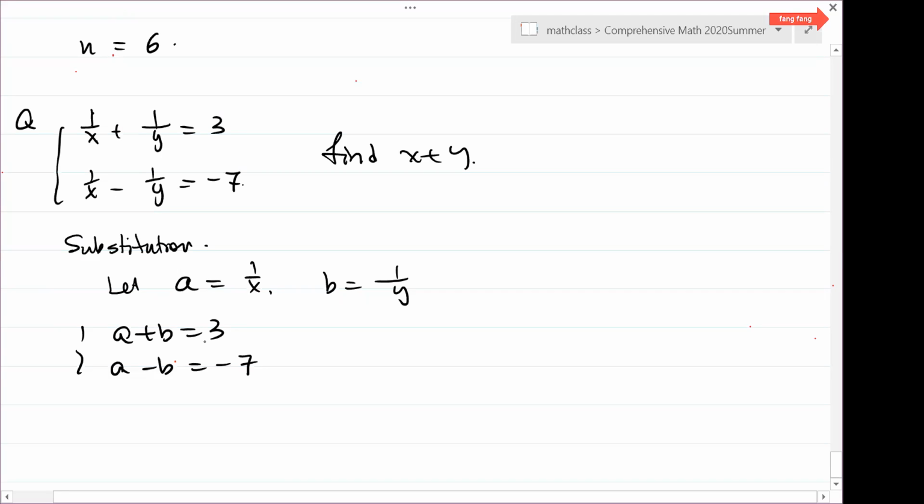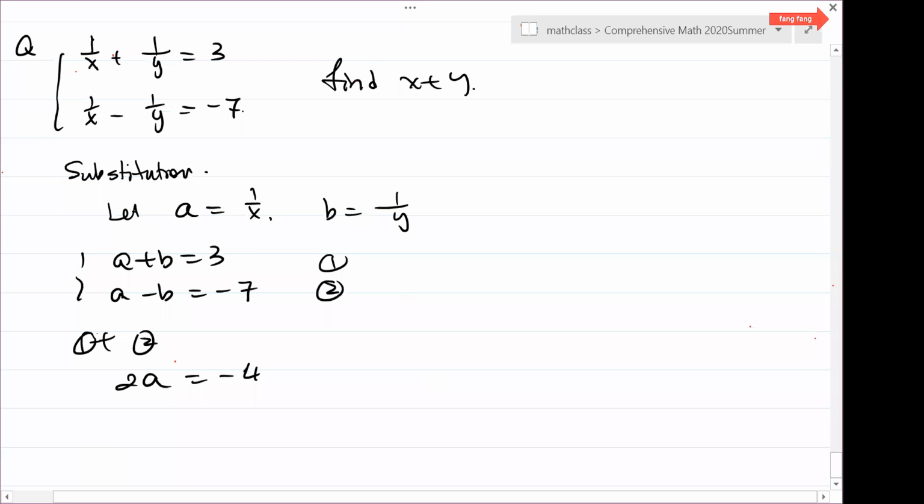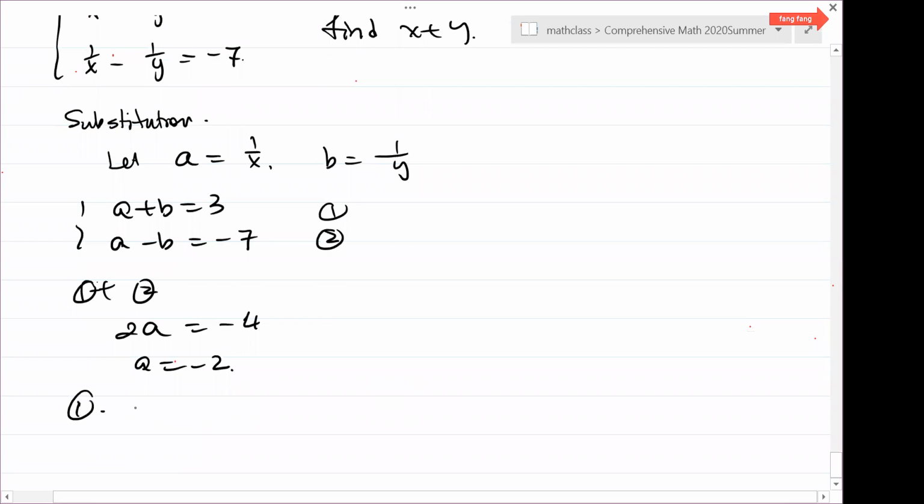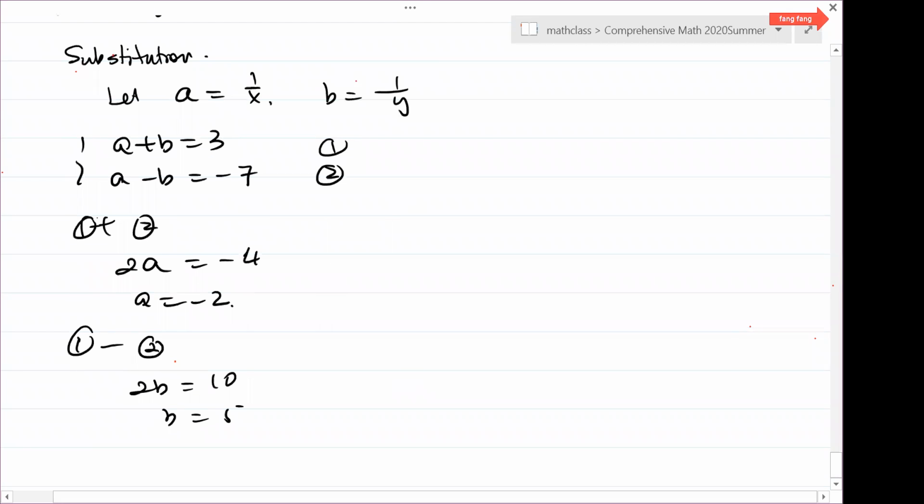Then you just add the 2 equations together. Equation 1 plus equation 2 gives 2a, and 3 plus -7 is -4, so a is going to be -2. Similarly, equation 1 minus equation 2 gives 2b, and 3 minus -7 is 10, so b equals 5. Once you get a and b, you can get x and y: since a is 1 over x, x is going to be 1 over -2, and since b is 1 over y, y is going to be 1 over 5.